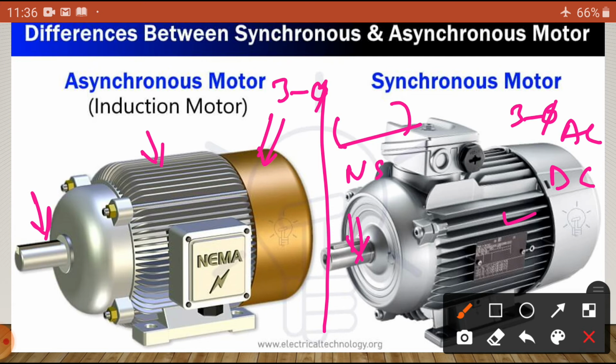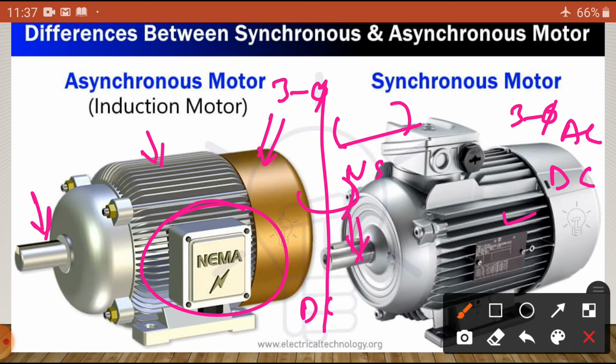Okay, these are some comparisons between the two. Now, what are the advantages of this one? Comparing to the other motors, whether it is a DC motor or synchronous motor, what are the benefits of induction motors? If you know the benefits, then you will get interested in knowing how this can be beneficial compared to the other motors.